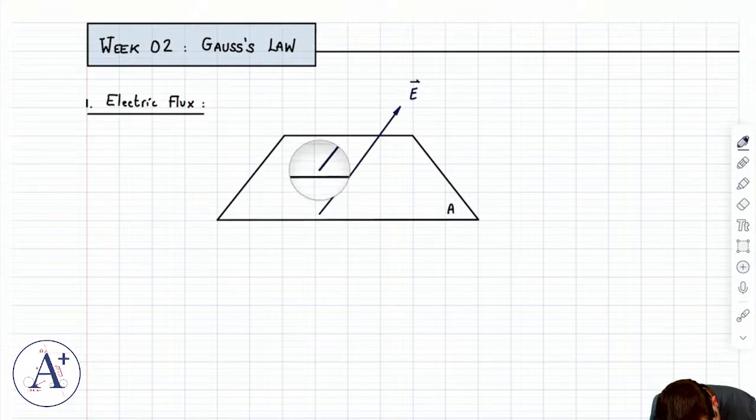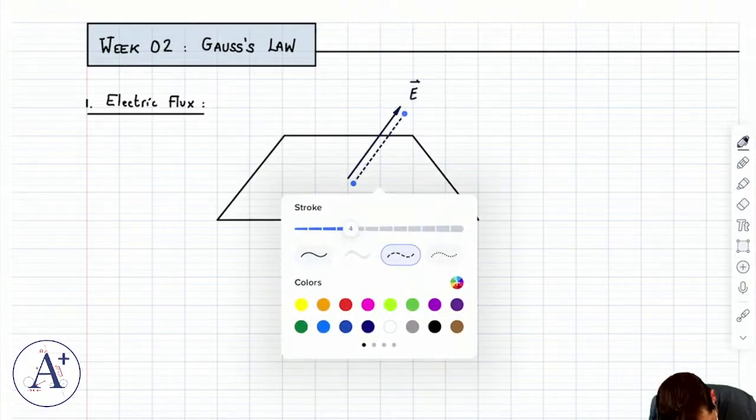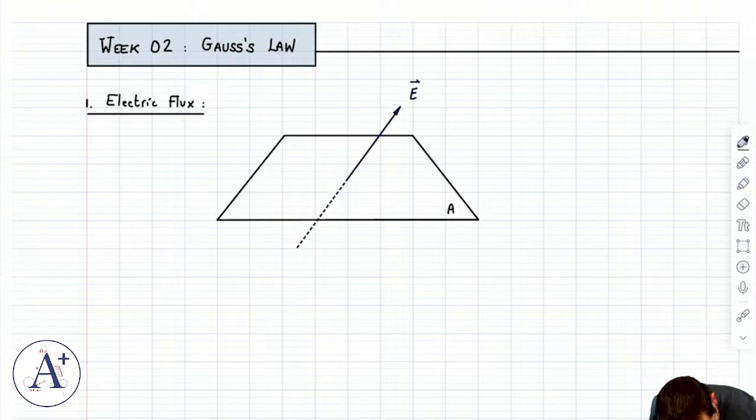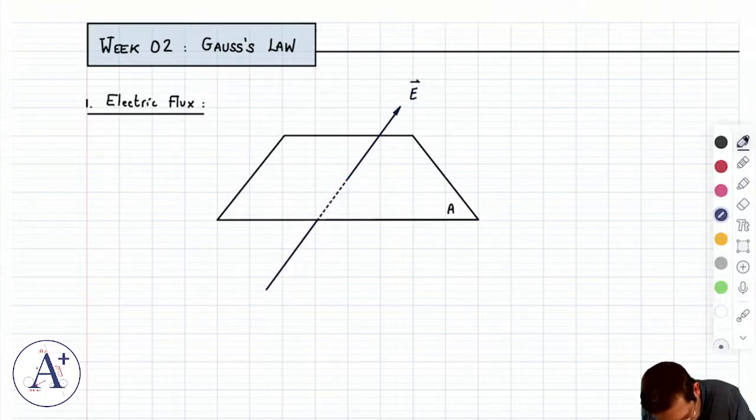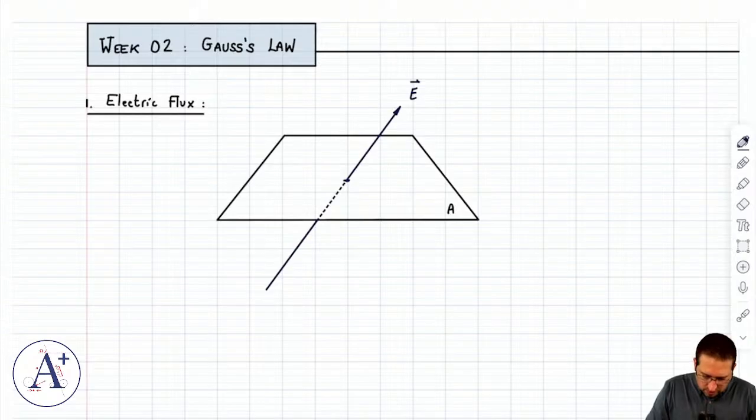And of course it exists everywhere, and it pokes through the surface here, like that. Okay? And we're going to try to figure out how much of it goes through the surface.